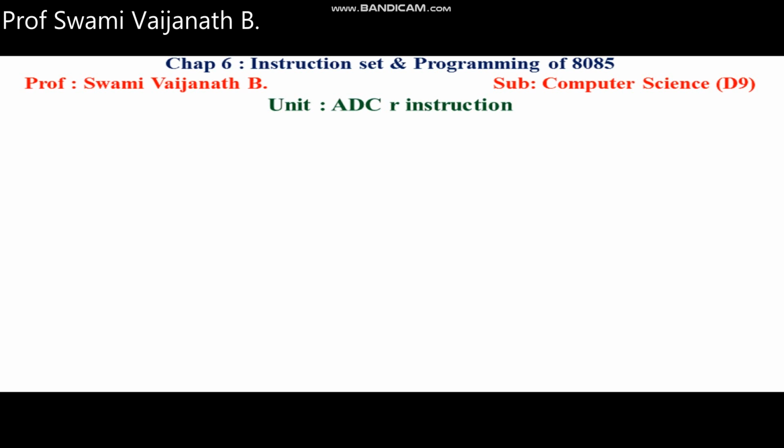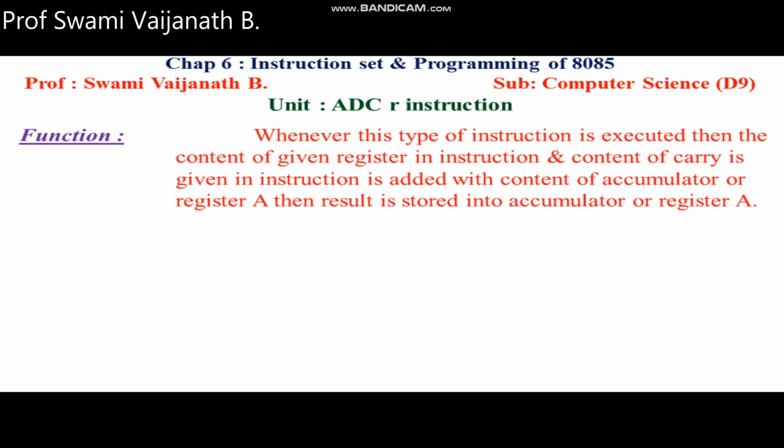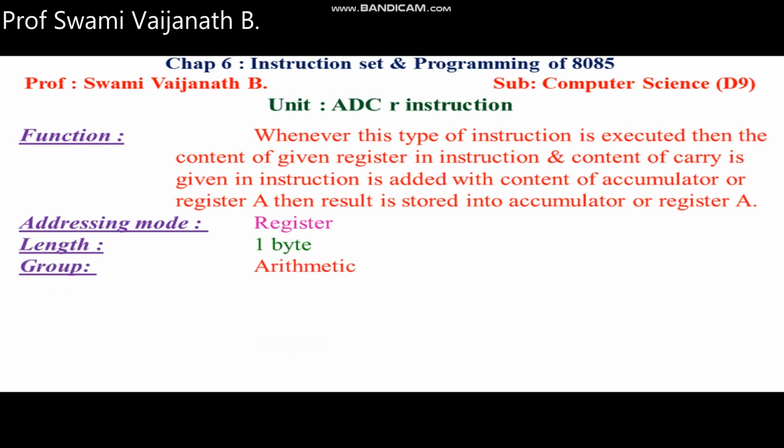Whenever this instruction is executed, what happens? The content of A register is added with the content of the general purpose register given in the instruction and the content of carry. That is, the content of A, the content of the register given in the instruction, and the content of carry. These all three are added. Then the result, that is the sum, is stored into A register. Addressing mode for this instruction is register.